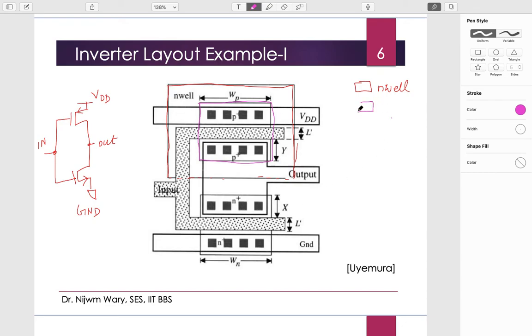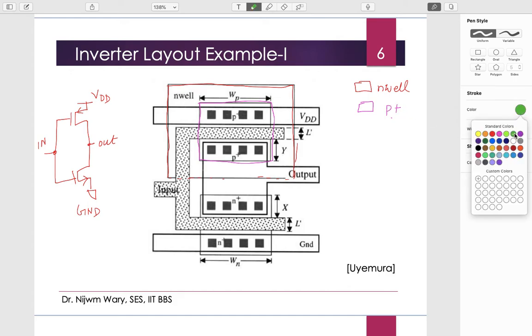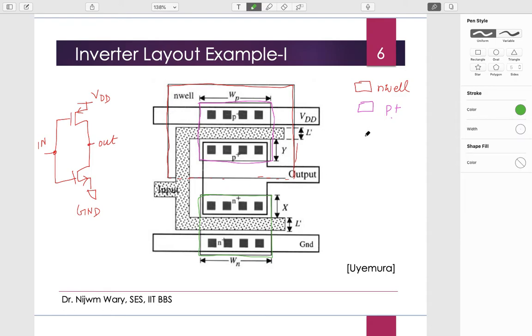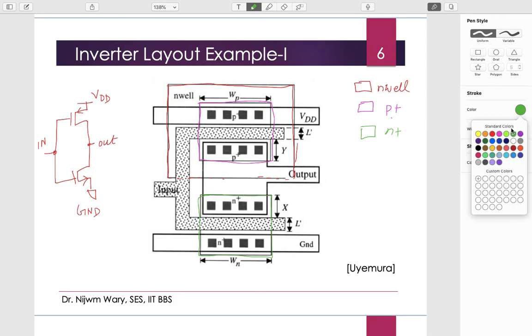So there will be something like say p plus region, and then suppose some green color. I'm just using some random color, but this is the n plus region. N plus region, and then let's take some.